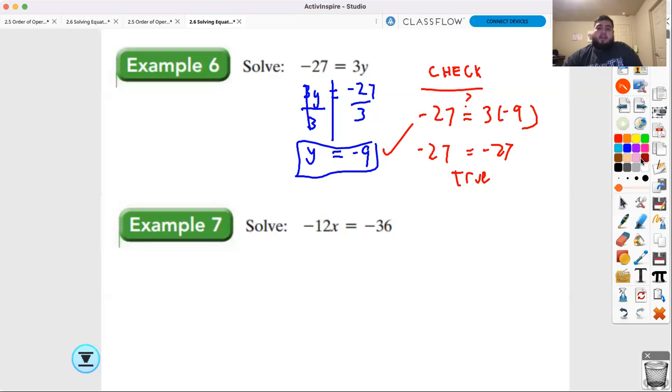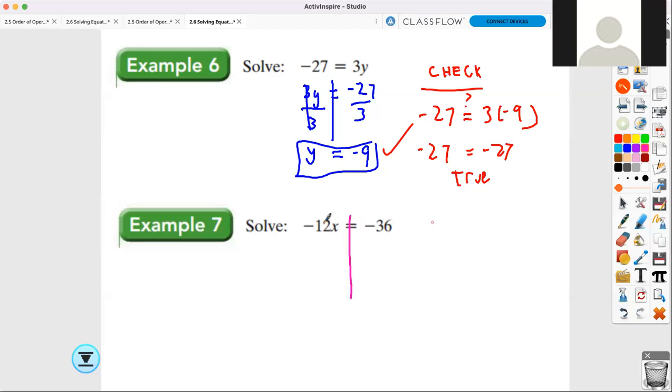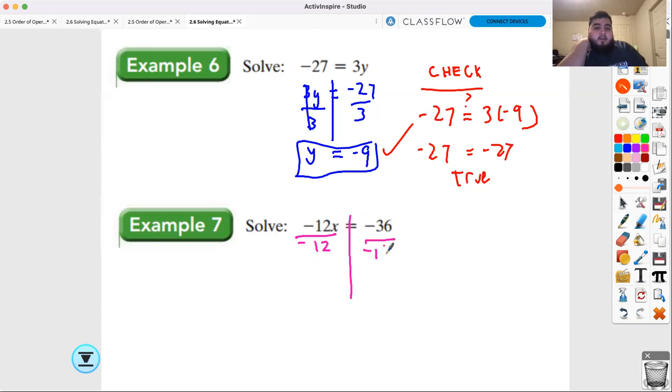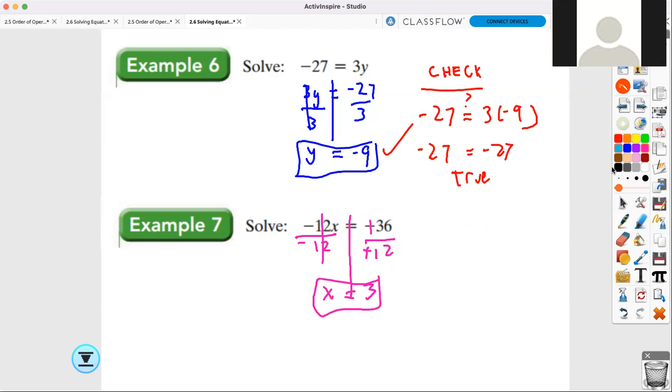Will someone share what we do to get x alone? Divide by the same thing. Divide by what? Negative 12. Good. And then these two become positive, right? So we get x, and two negatives become a positive. How many 12s go into 36? 3. And then let's go ahead and check, because we know how to check.